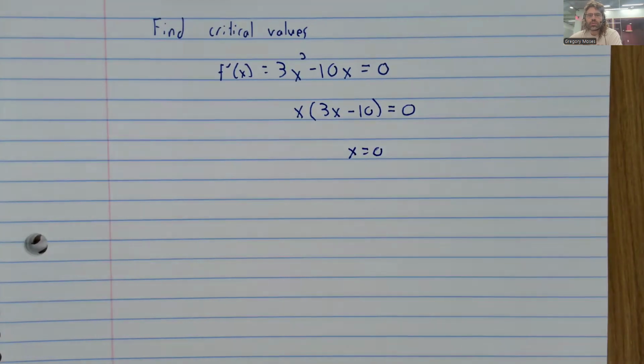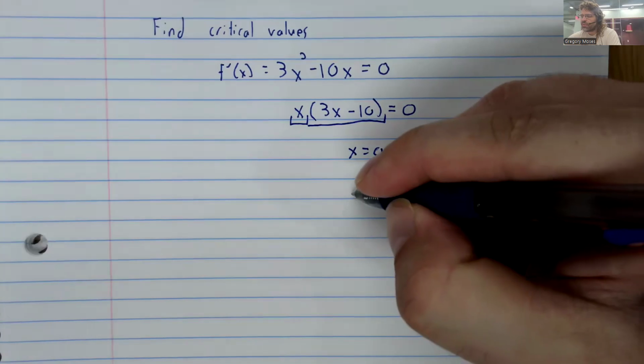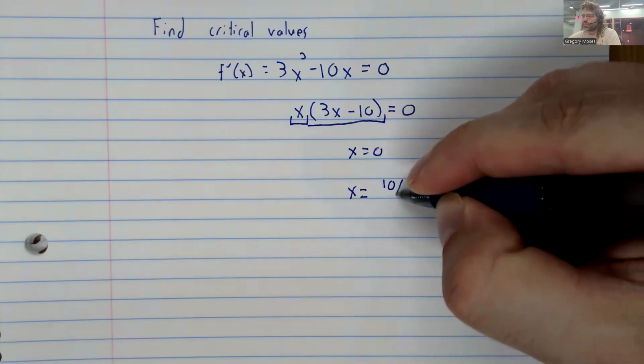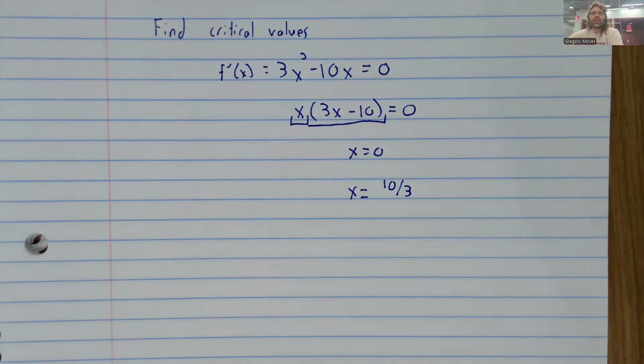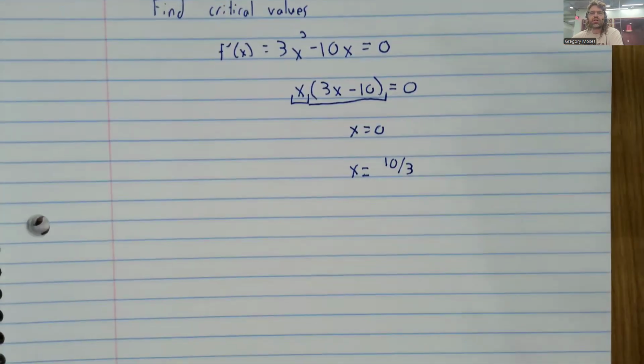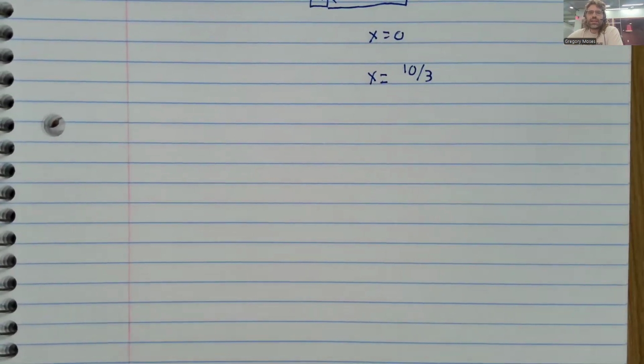The zero product property says if you're multiplying two things and you're getting 0, then one of the things you're multiplying has to be 0. So we have two critical values, x equals 0, x equals 10 thirds. And we don't know anything about these. That is, are these minima? Are these maxima? Is one a min and one a max? Maybe they're neither of those things.